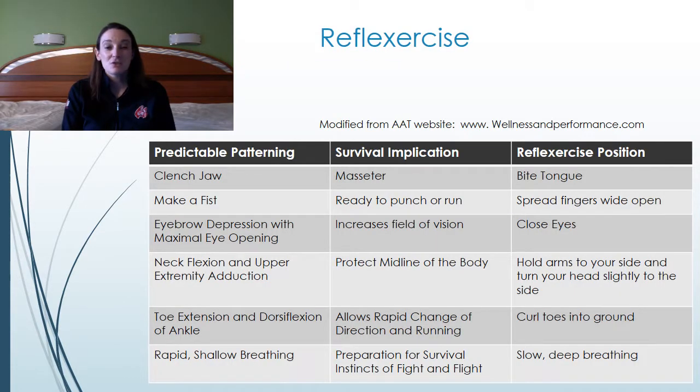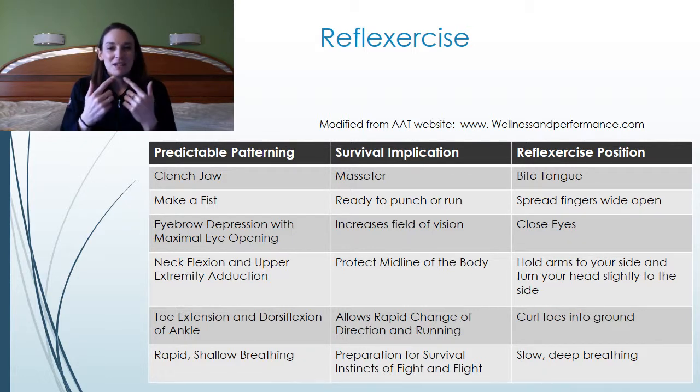So in the startle reflex, we clench our jaw to engage the masseters. We make fists, which make us ready to punch. We depress our eyebrows and open our eyes as wide as we possibly can, and that increases our field of vision. We flex our neck and we adduct our upper extremities. We extend our toes and dorsiflex our ankles, and we begin this rapid, shallow breathing. The opposite of all of those things is what we do in reflexercise.